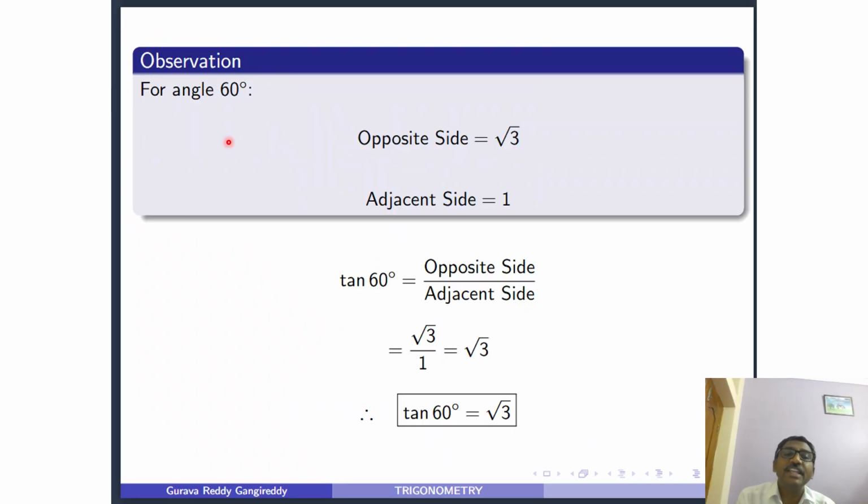Observation: for angle 60 degrees, opposite side is root 3, adjacent side is 1. Tan 60 degrees equal to opposite side by adjacent side. This is equal to root 3 by 1. This is equal to root 3. Therefore, tan 60 degrees equal to root 3.